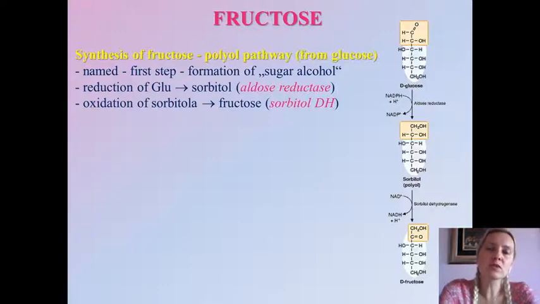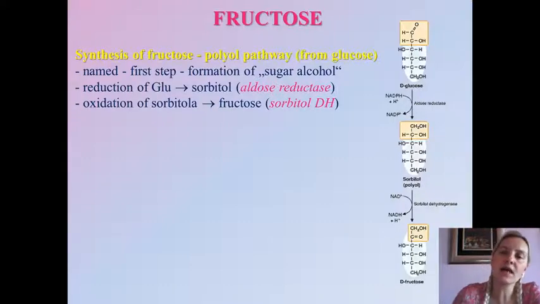But fructose can also be synthesized in our organism in a specific pathway which is called the polyol pathway. So fructose can be synthesized from glucose. The pathway is named according to the first step of this pathway, which yields the formation of sugar alcohols. So speaking about glucose converting to fructose, in the first step, glucose is reduced. Its aldehyde group is reduced to an alcoholic group by the enzyme aldose reductase, and sorbitol as a polyol is produced.